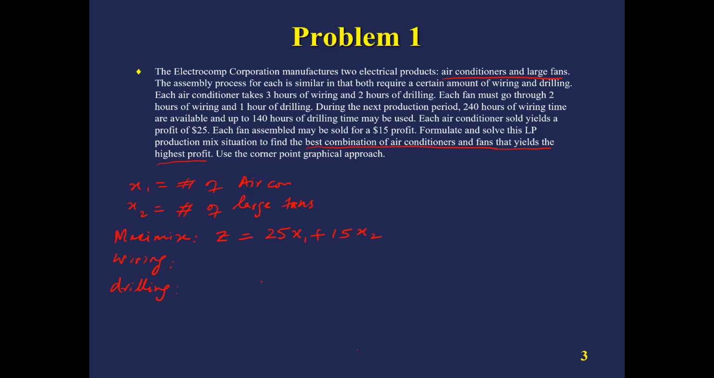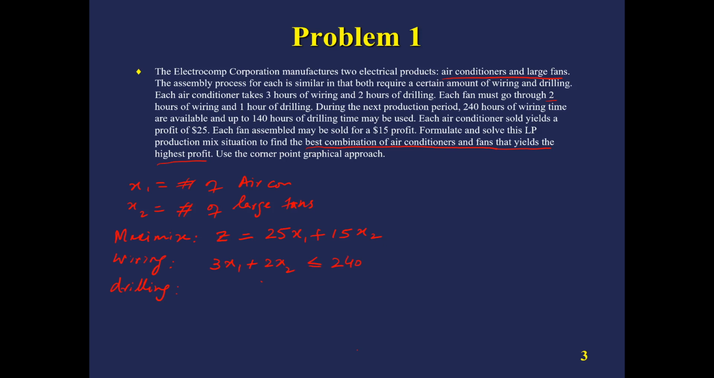For the wiring, each air conditioner needs 3 hours of wiring, so 3x1, plus each fan must go through 2 hours of wiring, so we have 2x2, and the total number of wiring hours available is 240.